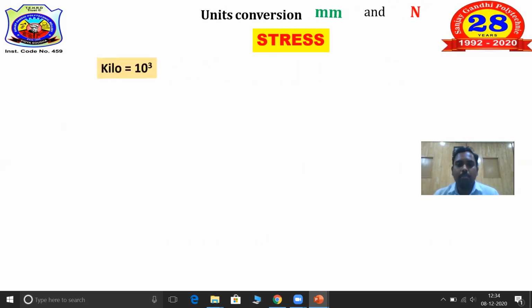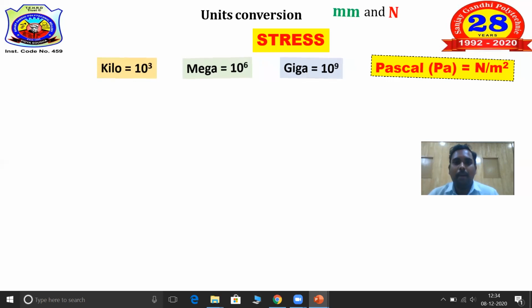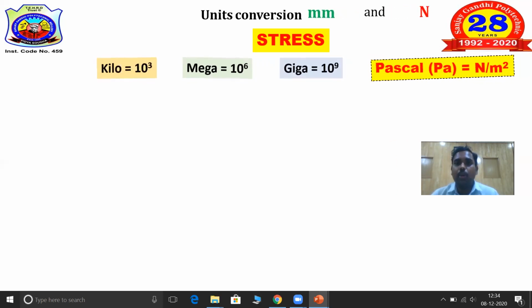Same, kilo is nothing but 10 power 3, mega is 10 power 6, giga is 10 power 9. One more very interesting and important conversion is Pascal, which is written as Pa, and it is Newton per meter square. Students, it's very important. You need to remember Pascal is nothing but Newton per meter square. Once you solve the problems, you will repeatedly see this word Pascal.